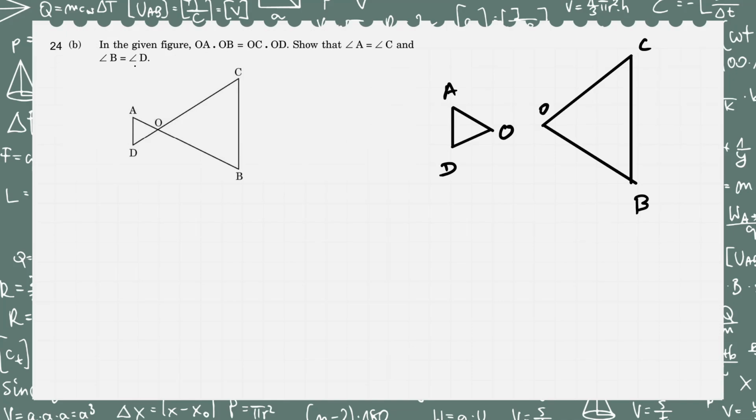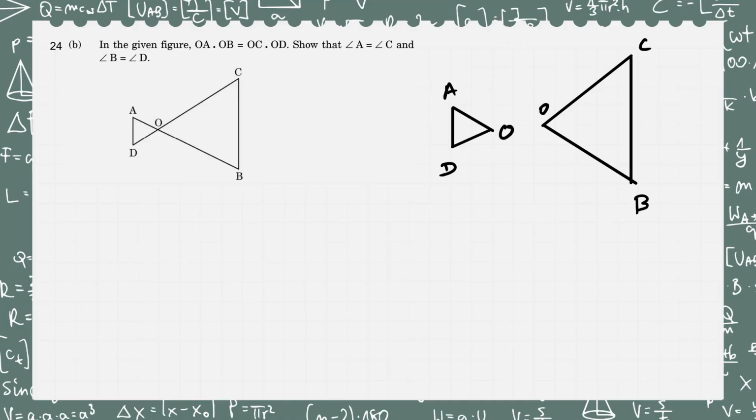Sum 24b, in the given figure, OA into OB equal to OC into OD. Show that angle A equal to angle C and angle B equal to angle D. Okay, now let us see how to prove that. Let's take the given thing. For our understanding, I have drawn the triangle AOD and COB separately. Okay, and we are going to prove that these two triangles are similar.